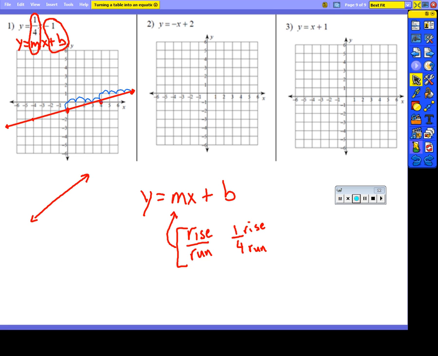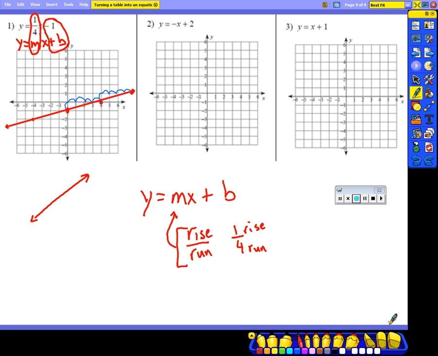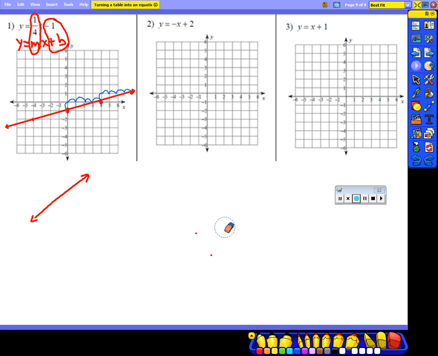So let me get me some room here and clean all this off. Okay, and I'm going to work on this number 2 right here. Number 2 is y equals negative x plus 2.